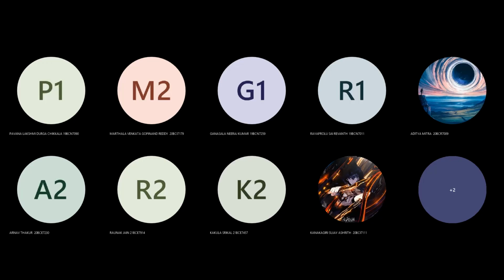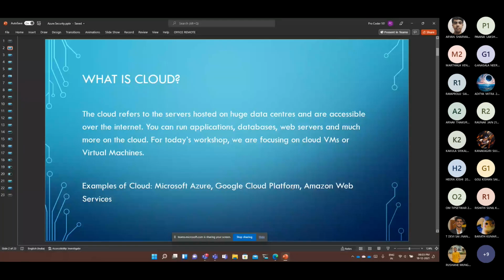accessible over the internet. You can run applications, databases, web servers, and so on. Clouds are usually of three types: public cloud, private cloud, and hybrid cloud.